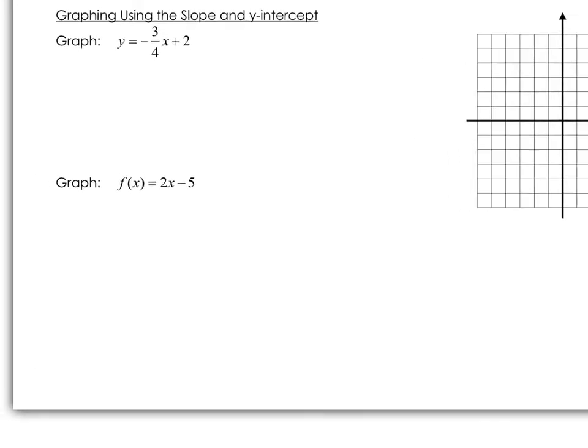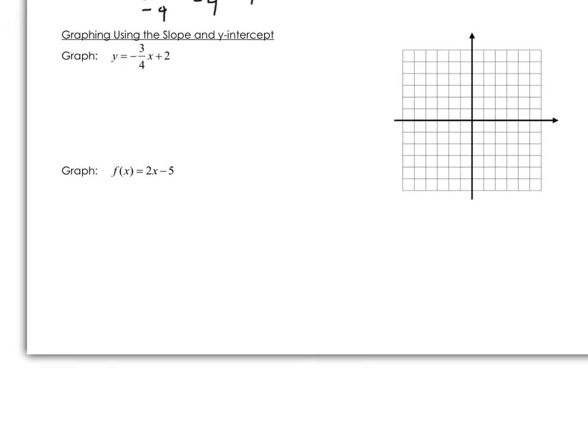Graph using the slope and y-intercept. So when you're graphing using the slope and the y-intercept, the first thing you're going to start with is the y-intercept. So we know it's the point (0, 2), and we know that the slope is negative 3/4.